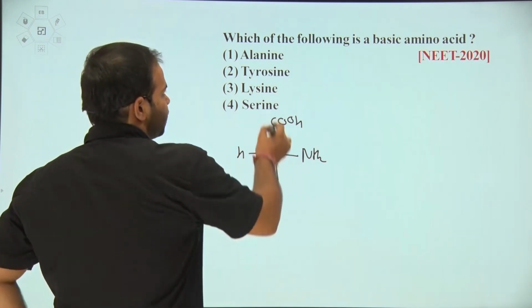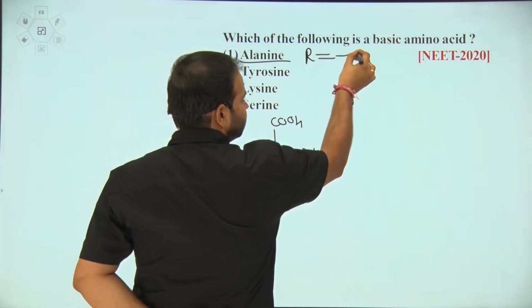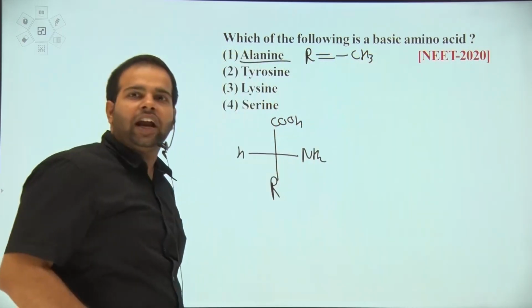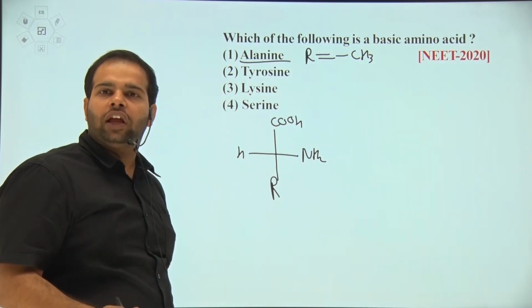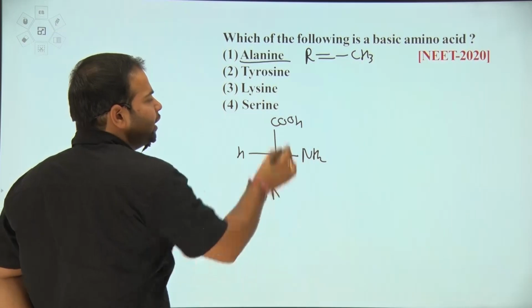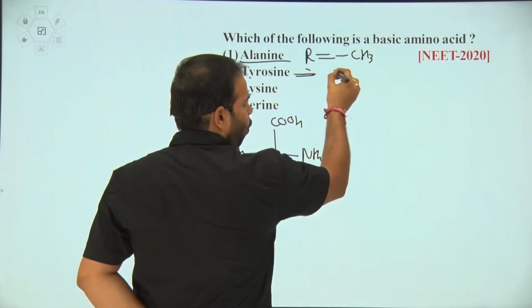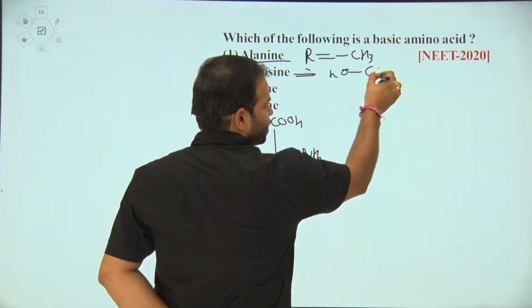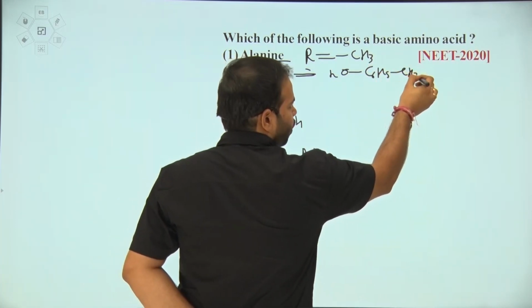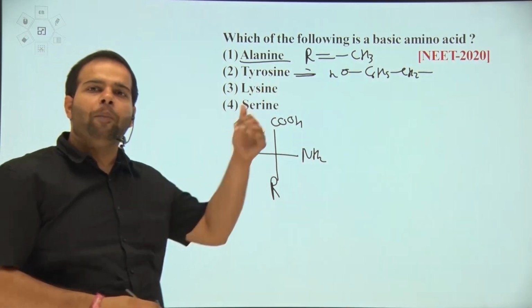Now in this case, if we consider alanine, then the structure R will be CH3, that does not have any acidic or basic group, meaning this is a neutral amino acid. Second one is tyrosine. What is this? Tyrosine is COH, C6H4, CH2. If the R group is this, then it is known as tyrosine. In this case, there is no basic group present.